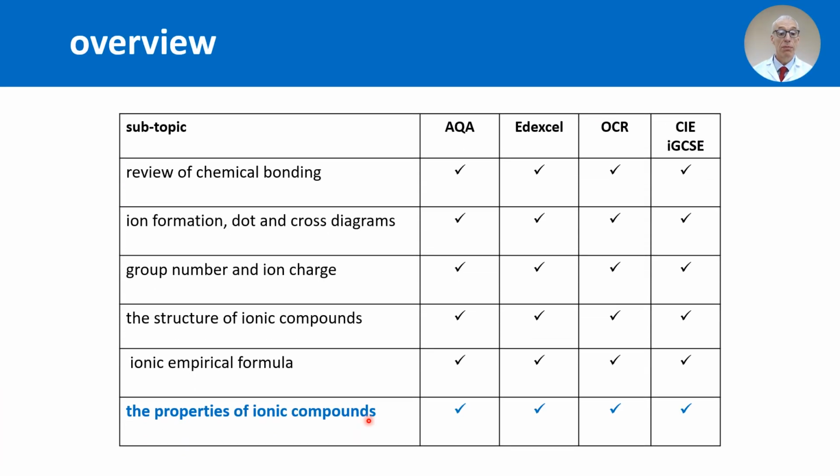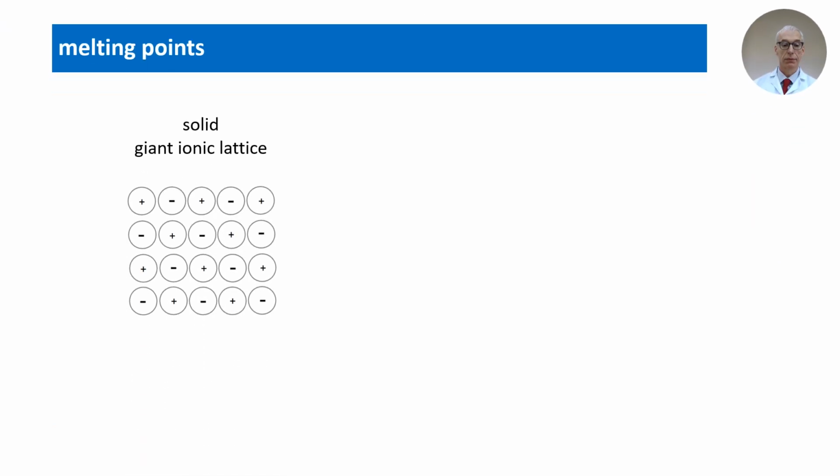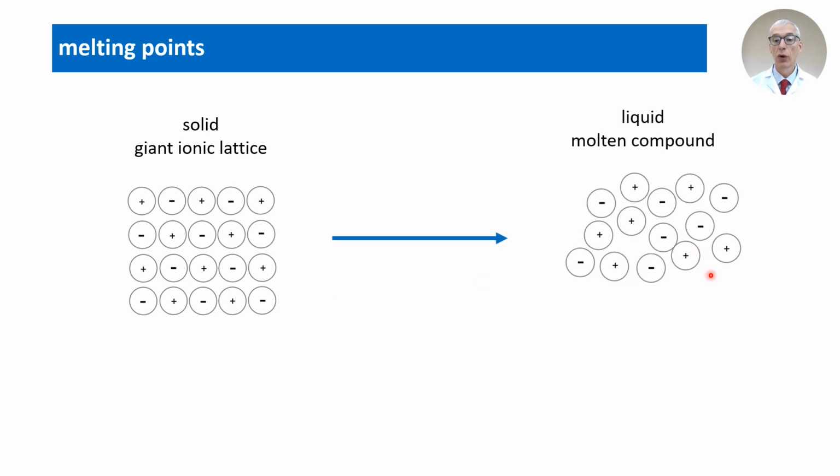And finally, the properties of ionic compounds. Let's start with melting points. We start with a solid in a giant ionic lattice with attractions between oppositely charged ions. And of course, we result in a liquid where the ions are no longer held together in the same way. So they're more distant and the bonds have been broken. So many bonds have been broken.